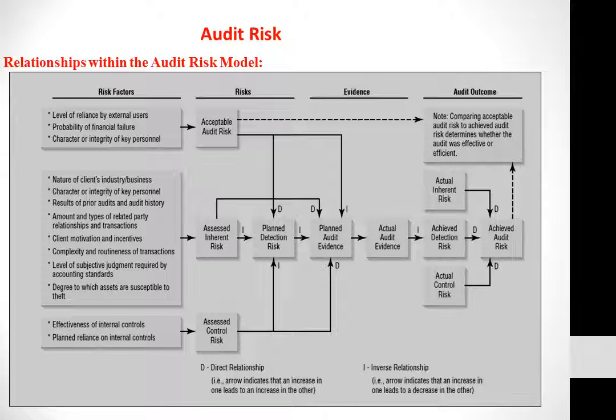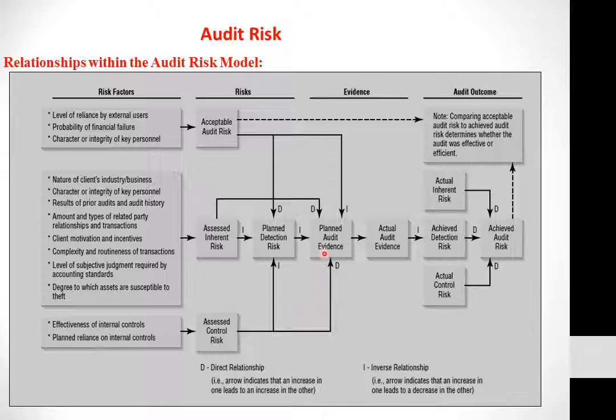Okay, now we are going to discuss the relations within the audit risk model. We need to know the relations between acceptable audit risk, inherent risk, detection risk, control risk, and planned audit evidence. Let's see first the relation between acceptable audit risk and planned detection risk. There is a direct relationship between them. If the acceptable audit risk level increases, the planned detection risk level is going to increase. And if the level of acceptable audit risk decreases, the level of planned detection risk is going to decrease.